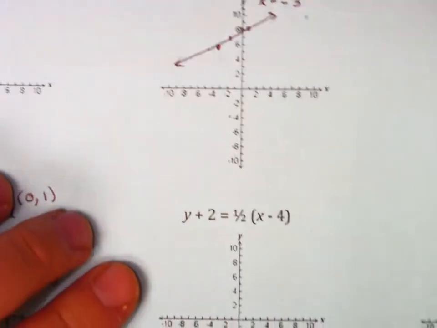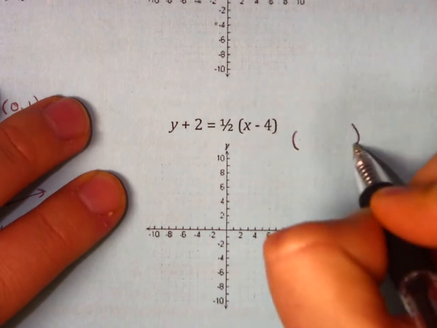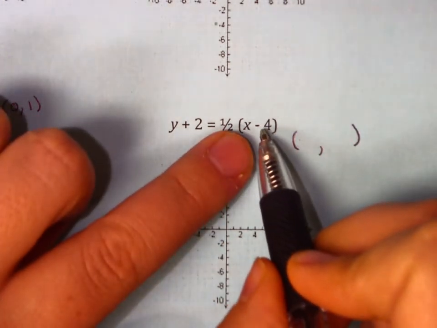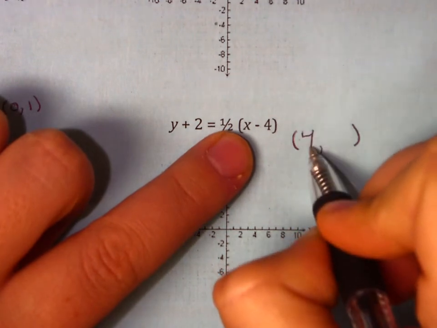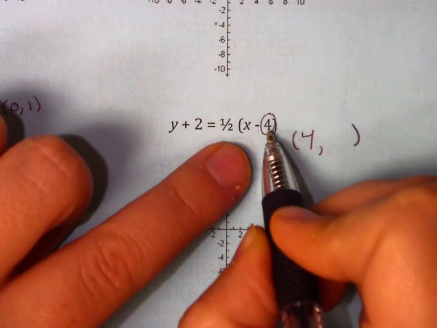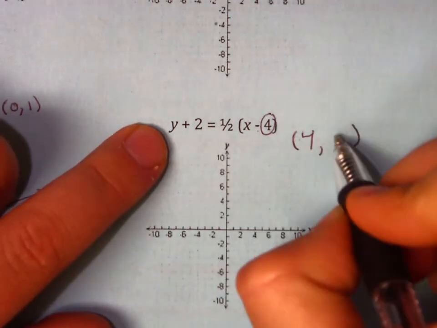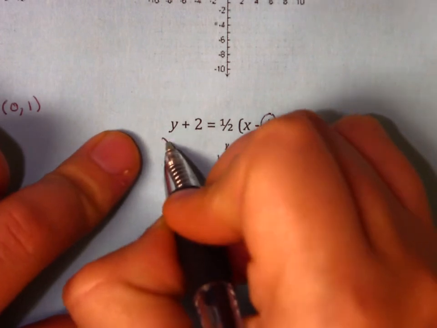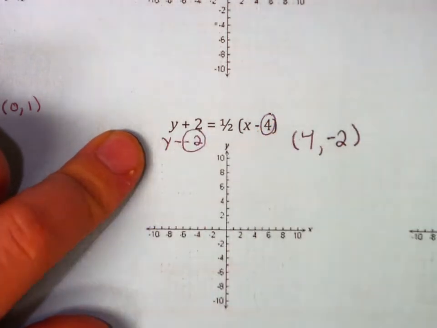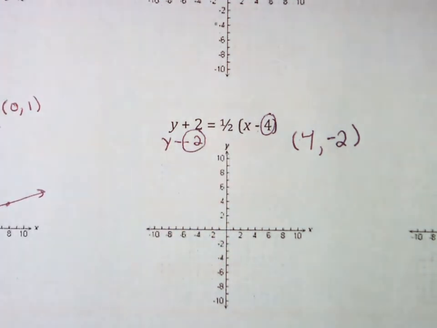So down here, my actual starting x-coordinate is going to be a positive 4, because this minus is part of the equation. I'm just looking right there. My actual y-coordinate is a negative 2, because that is really like y minus a negative 2. So negative 2 is my actual y-coordinate. So that is my starting place.